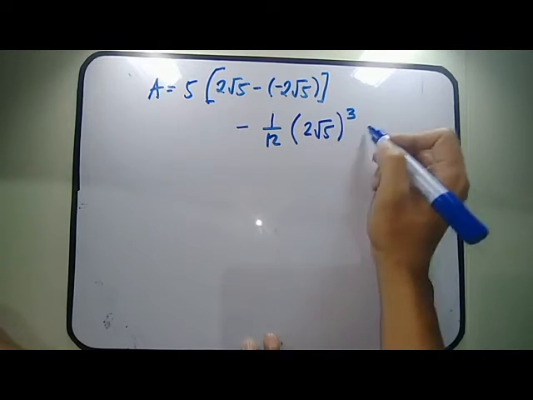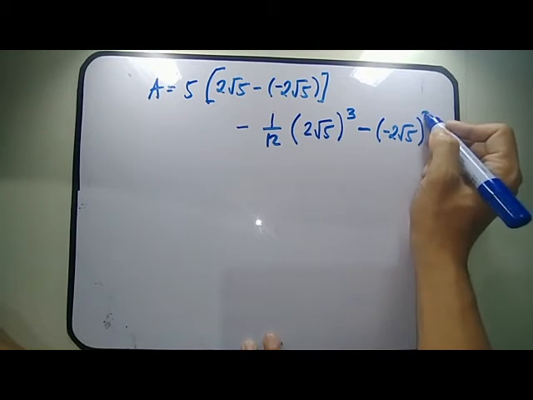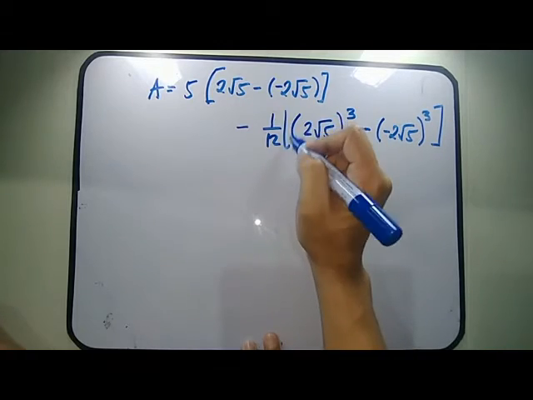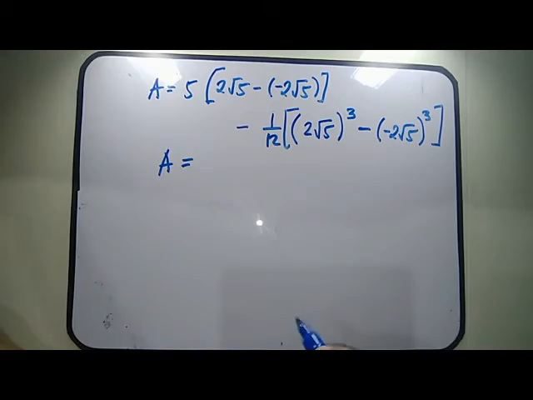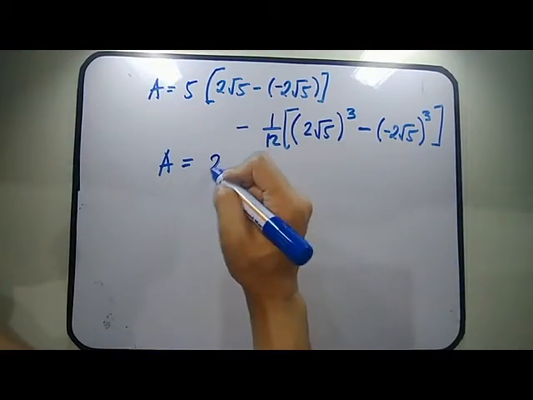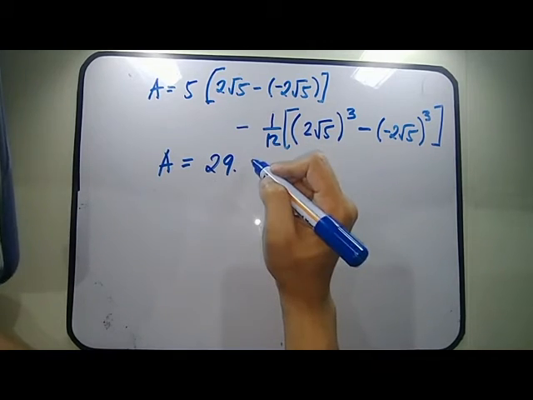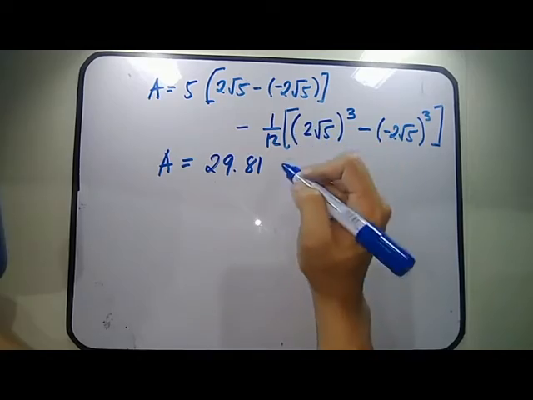So we have here x cubed. So that is 2 square root of 5, cubed. Don't forget your parentheses. So the groupings are important. It's a common mistake of some students. I just solve the value. So we have here 29.81. So unitless, therefore we can say that this is in square units.